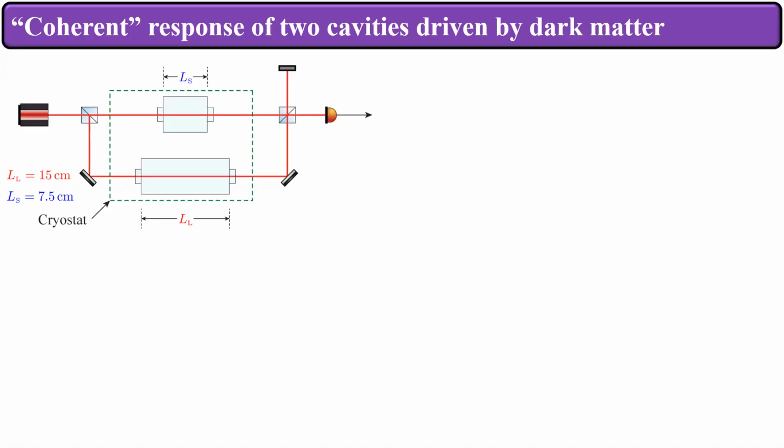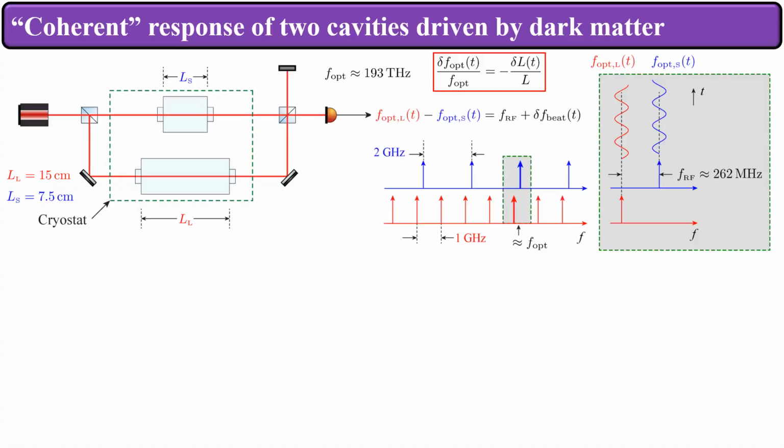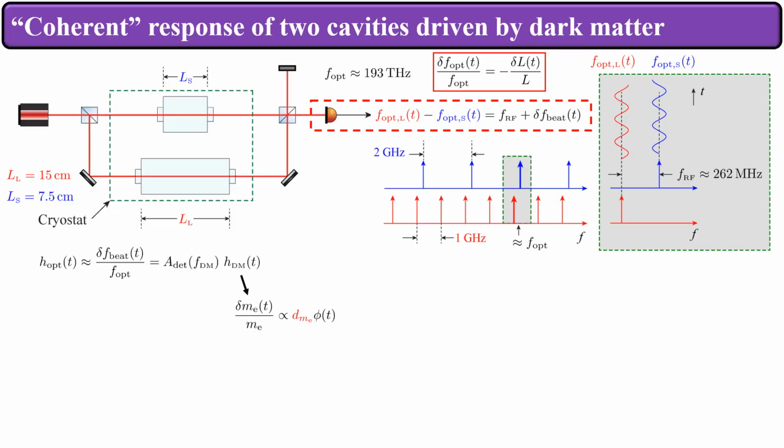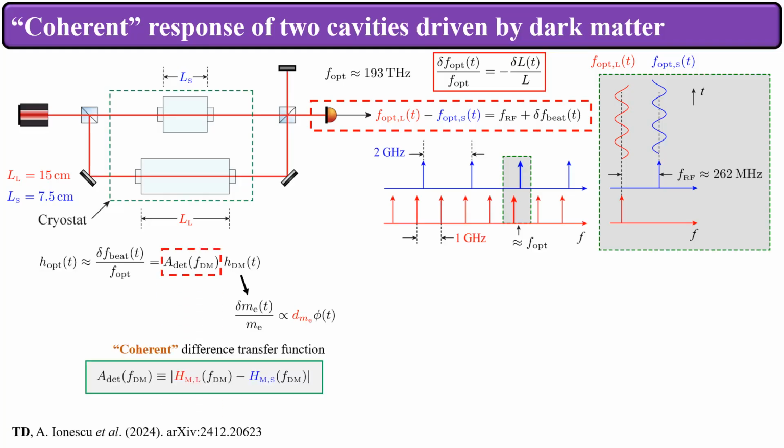Now, our detector has two cavities, with the following longitudinal mode spectrum. On this photodetector, we monitor the difference frequency between these longitudinal modes. If we define an optical strain as this, then it's related to the dark matter strain through this detector response function A.